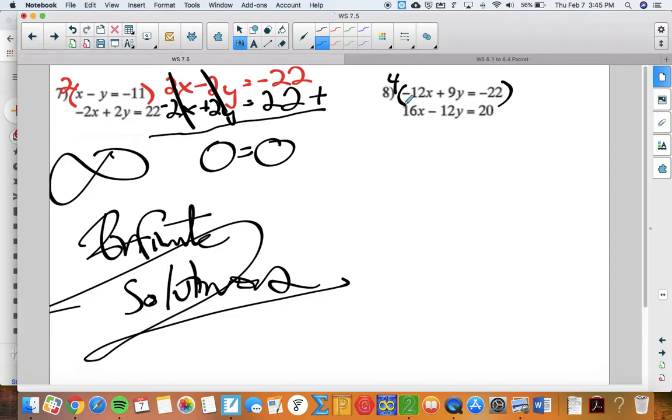Look at that, negative 12 and 16. Those aren't opposites. I need to create opposites. 48, I think these both go into 48. These both go into 36. So I'm going to multiply the top by 4. I'll multiply the bottom by 3. I don't think I have enough, I'll try it.